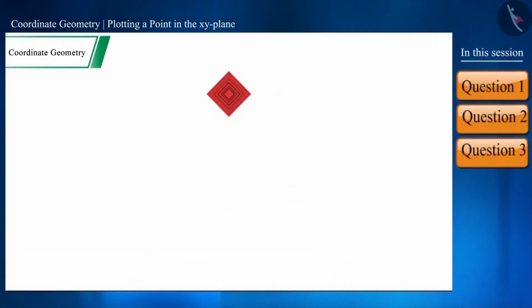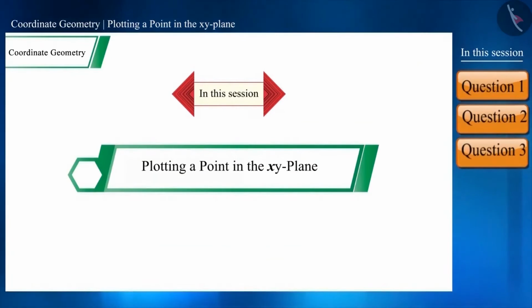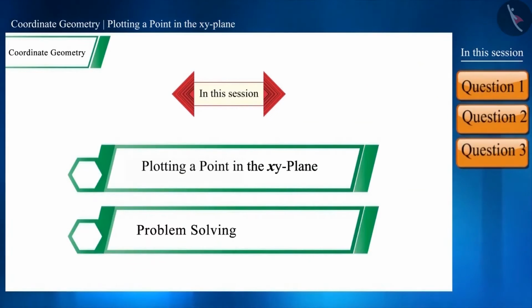In this session, we solved some questions related to plotting the coordinate points in the XY plane. See you in the next video where we will solve some more questions based on this topic.